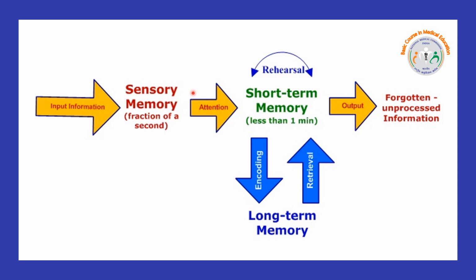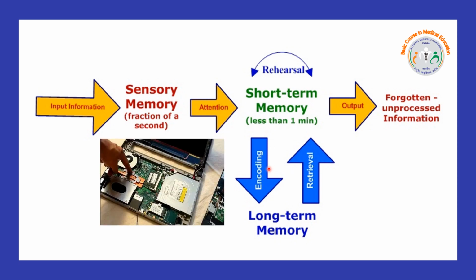Physiologically, we say that we can divide learning and memory into three forms. First one is the sensory memory or the working memory. Then there will be the short-term memory, and then there will be a long-term memory. So first one is your sensory memory or the working memory.